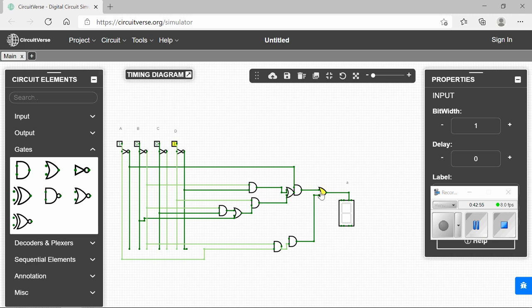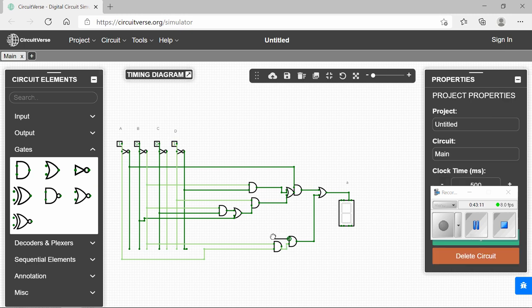So I have OR. Oh, I'm missing a line here. So that's OR A and not B and not C. So not C has to go into this AND gate. See, there's a wire missing. That is not C. So don't panic if it doesn't work out perfectly. Just go back. Trust that your work was done correctly and you can find it.